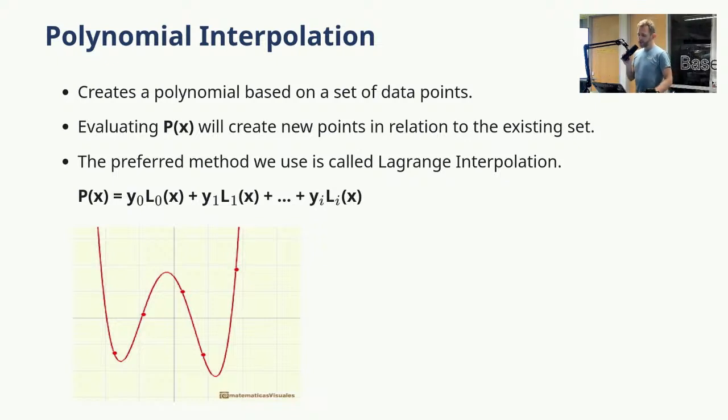So with interpolation, essentially you take your existing data points, you plug them into this polynomial that's used for Lagrange interpolation. And the useful thing about this is once you do this, you can actually create new data points that have a relationship with the existing ones. So essentially, it's a way to model the relationship of an existing set of points and then create new points that also share that same relationship.